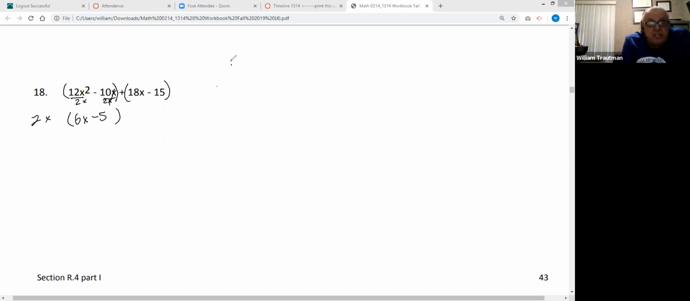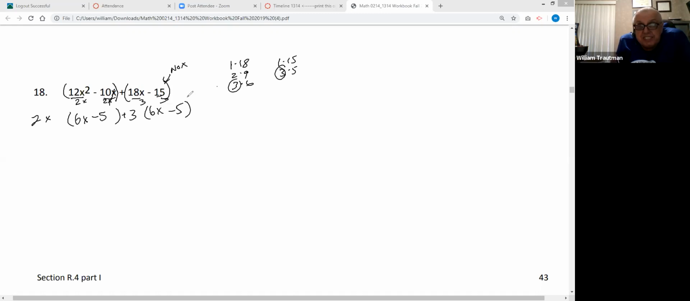18 and 15, if you're not sure, 18 is 1 times 18, 2 times 9, 3 times 6. 15 is 1 times 15, and 3 times 5. The largest number that divides into both of these is 3. So we're going to factor out a 3. And there's no x here, so you cannot factor out an x. So I divide both of these by 3. 18 divided by 3 is 6x. Negative 15 divided by a positive 3 is a negative 5.